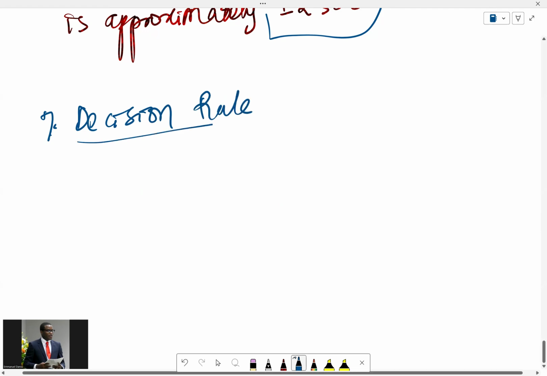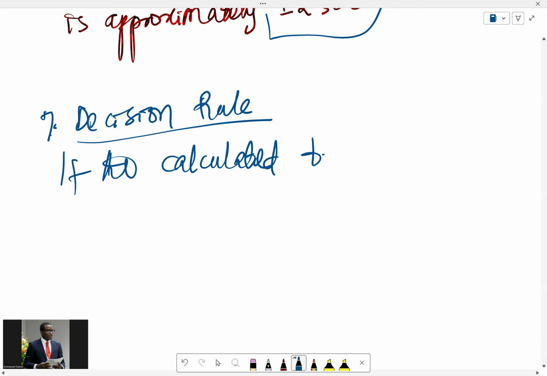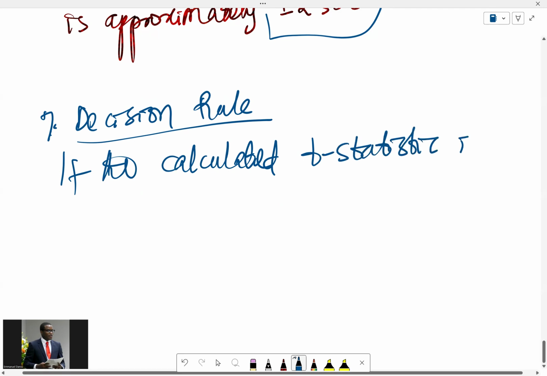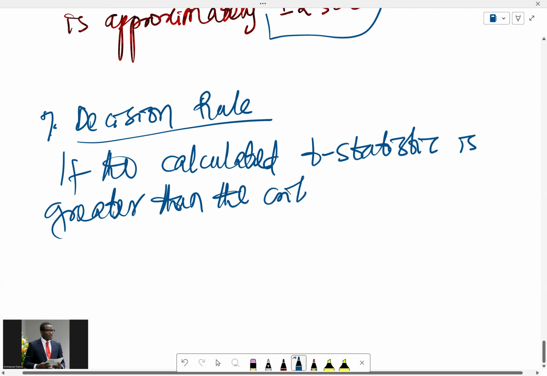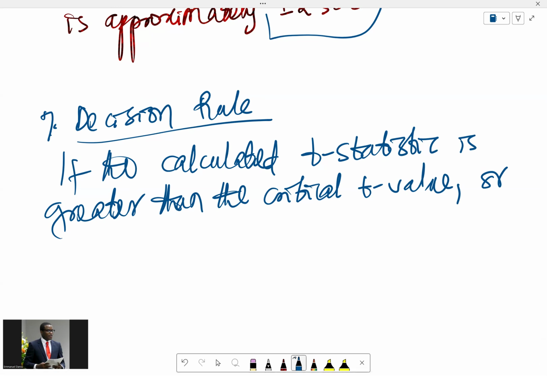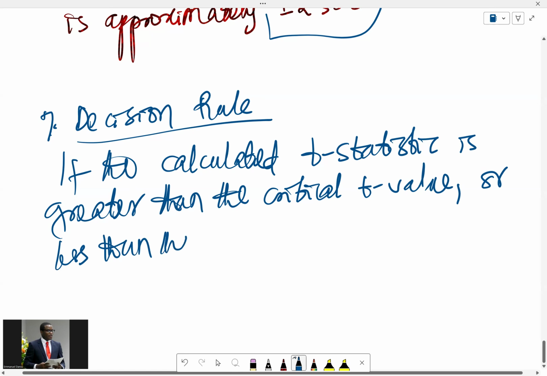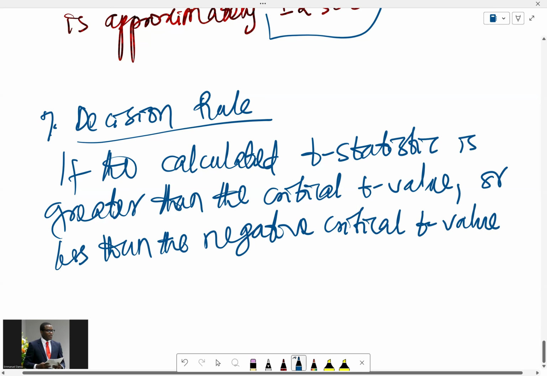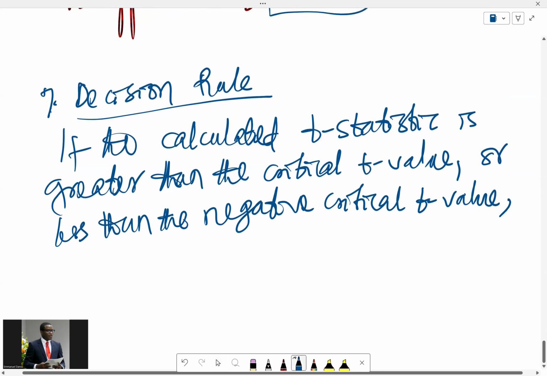So for the decision rule, right? We know that if the calculated t statistic is greater than the critical t value, the critical t value is what you get from the table, or less than the negative critical t value, then we reject the null hypothesis.